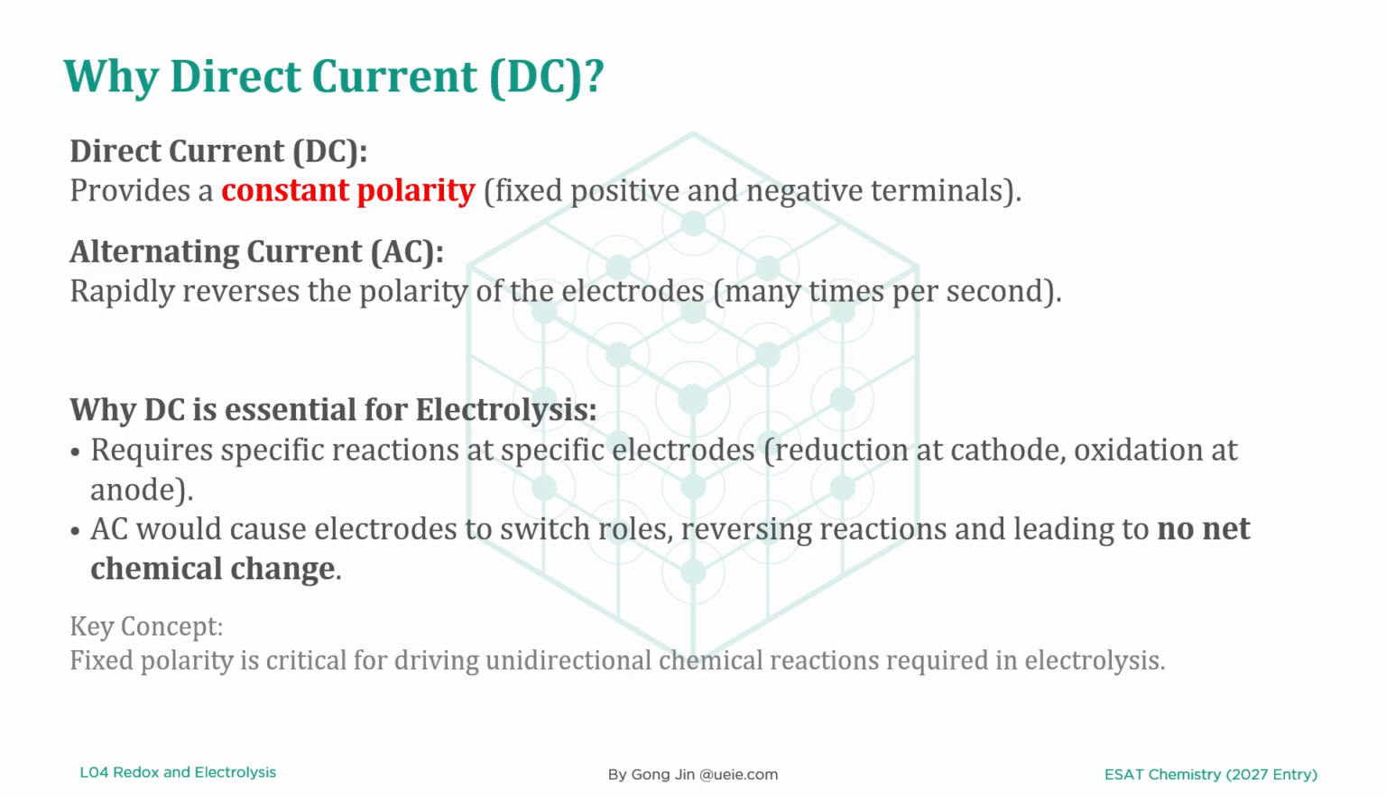Direct current gives us a fixed positive anode and a fixed negative cathode, so the reactions can proceed in one direction and produce a result.